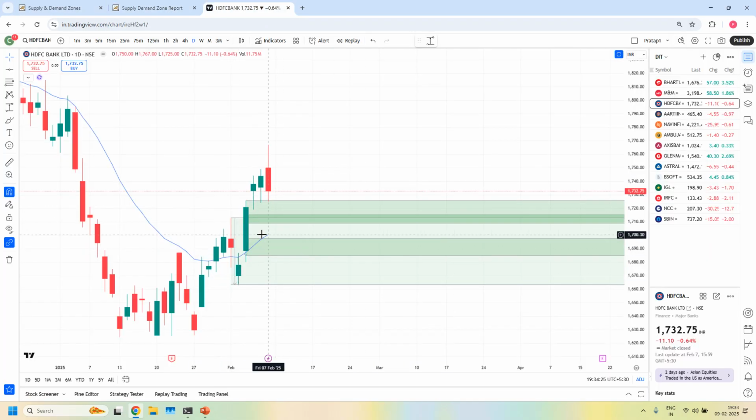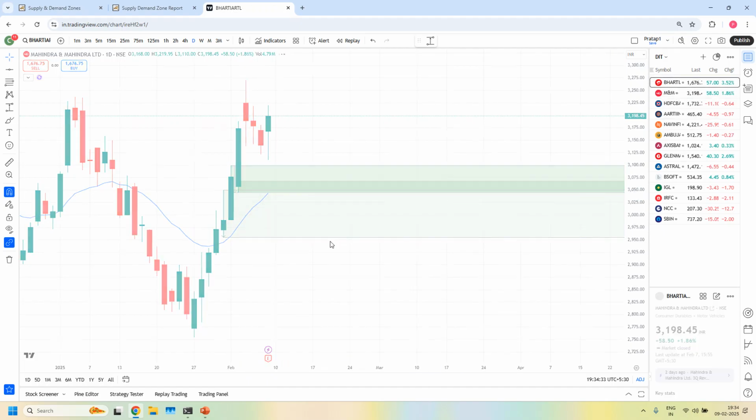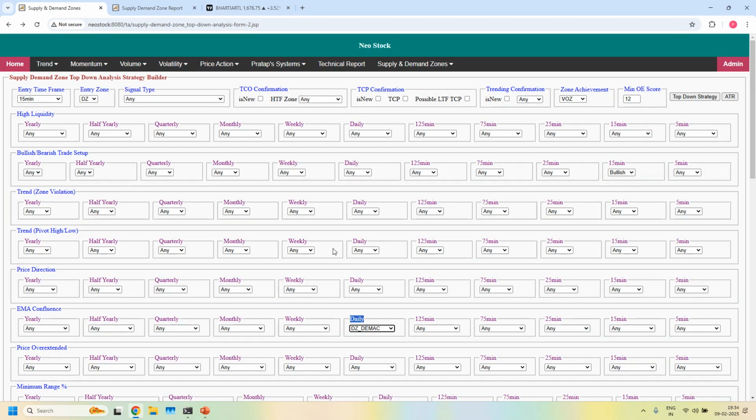See here, the daily zone is having daily EMA confluence, HDFC. Look into the M&M. M&M daily zone is having daily EMA confluence. Look into the Bharti Airtel. Bharti Airtel daily zone is also having the daily EMA. So obviously our software has to list all the 3. If it does not list, there is some problem with our software. That way you have to understand.